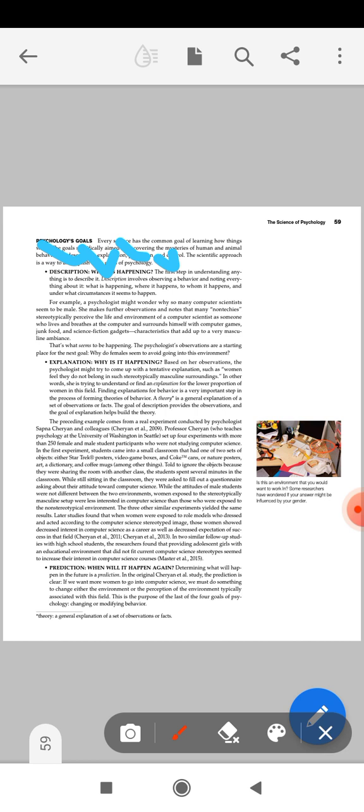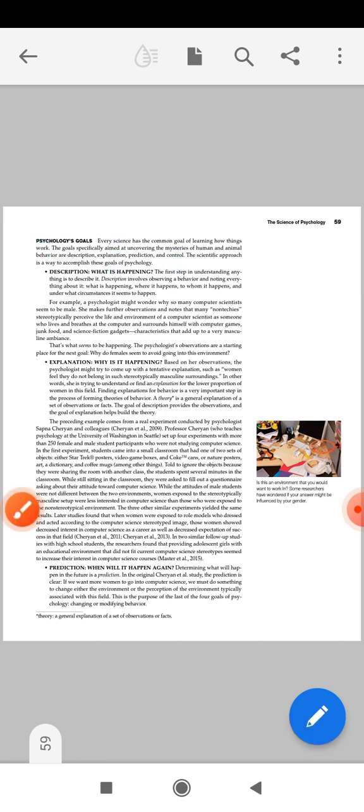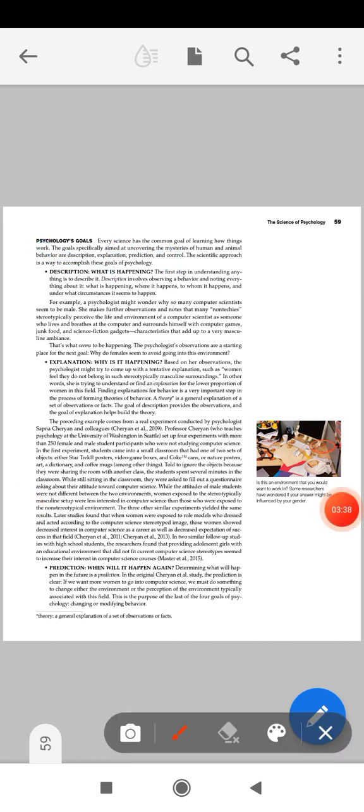But our common sense says that the goals of psychology should be only explanation, prediction, and control. No, this is not true. Description also comes under the goals of psychology. So there are four goals of any scientific research method: description, explanation, prediction, and control.